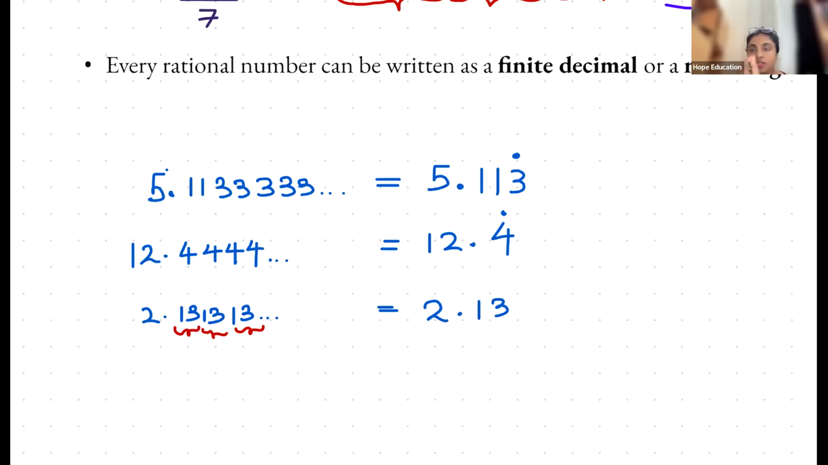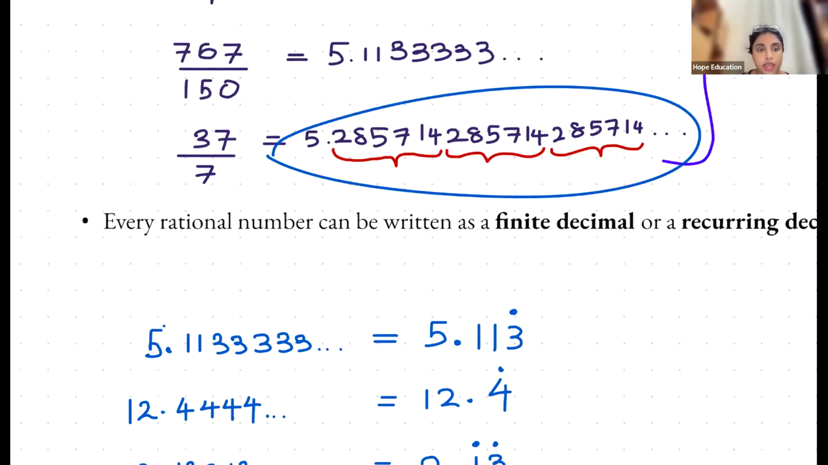The repeating section starts with 1 and ends with 3. So I put a dot above 1 and I put a dot above 3. That means that the 1 3 section keeps on repeating. The 1 3 section keeps on repeating. How about something like this? This one.